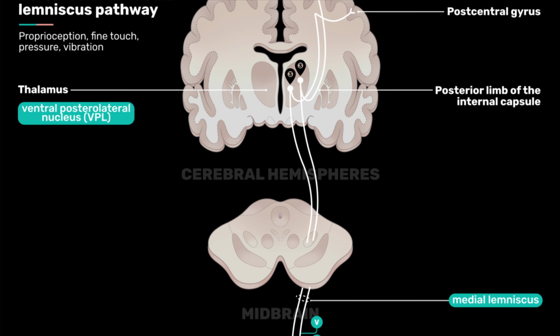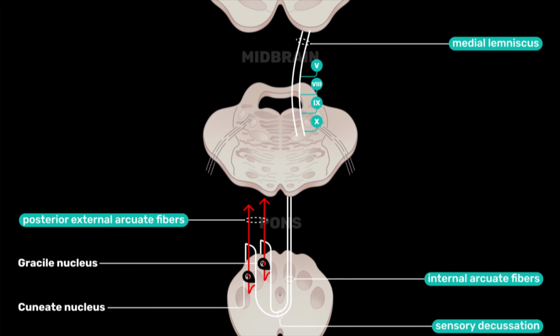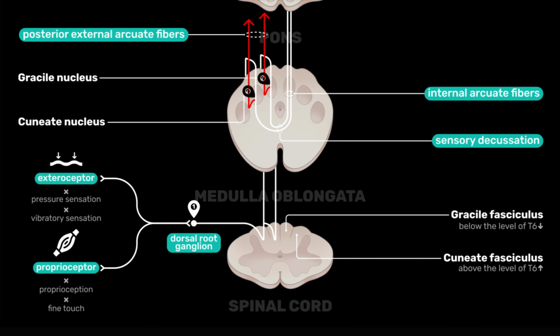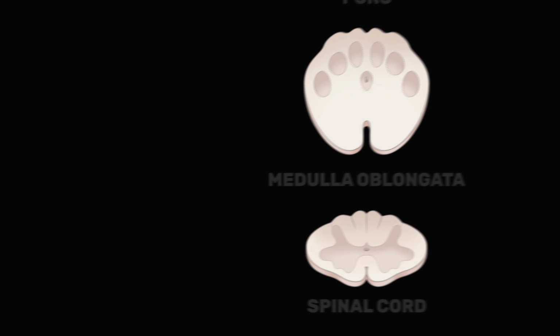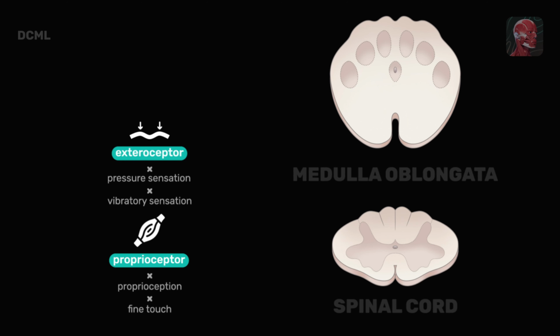Let's take a closer look at the dorsal column medial lemniscus pathway, also known as the gracile and cuneate fasciculi. Let's start by defining the function. This tract carries deep sensations from several types of receptors. Proprioceptors. They provide information about the fine touch and proprioception, that is the sense that lets us detect the location, movement, and action of parts of the body. Exteroceptors. They provide information about pressure and vibratory sensations.